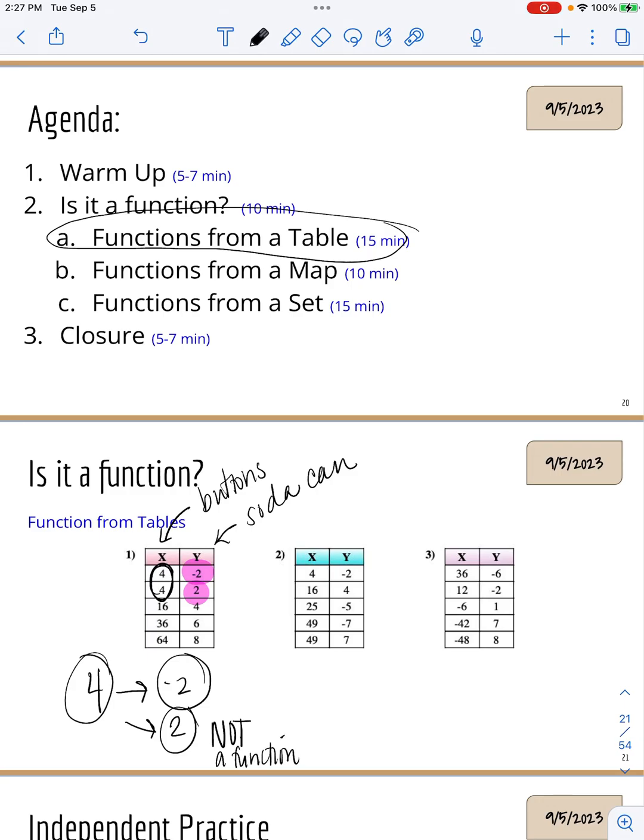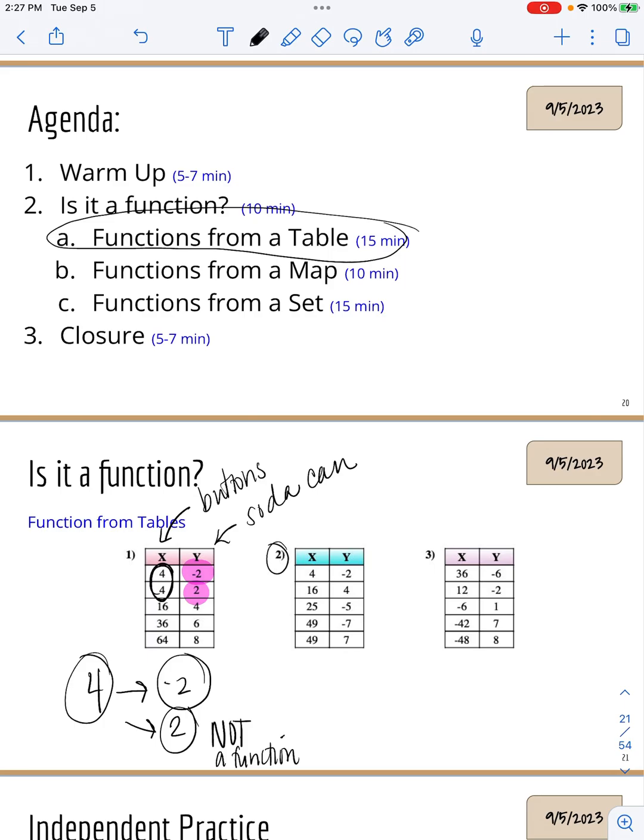Now I don't care about anything else because it's okay. If I press 16, I get 4. If I press 36, I get 6. If I press 64, I get 8. It doesn't repeat on the X, so I don't really care about the Y. So I first have to check the X. Let's look at example 2.